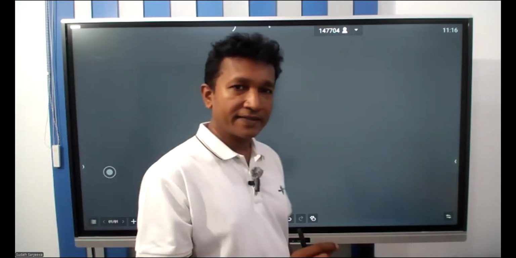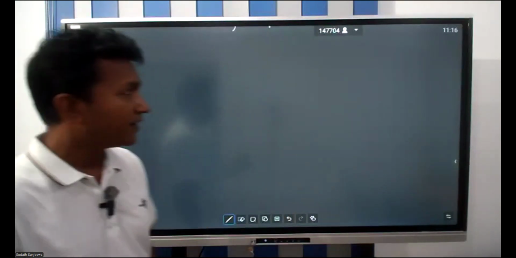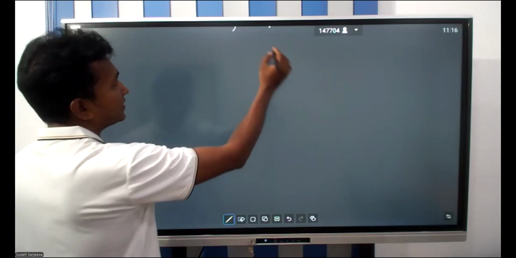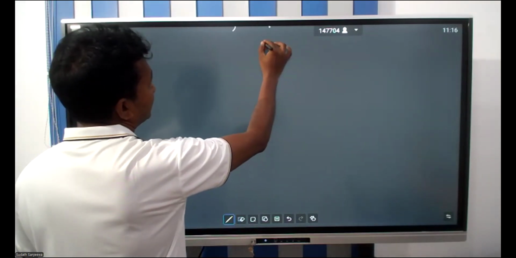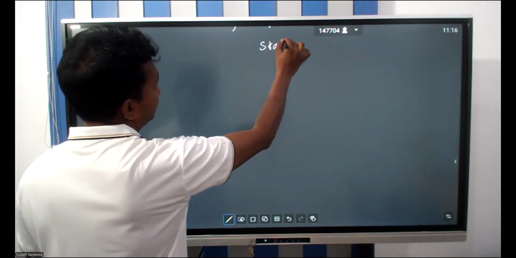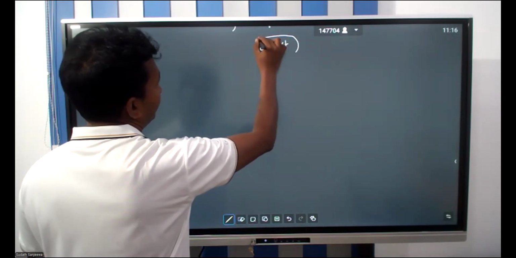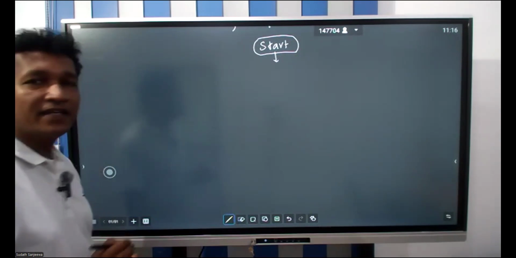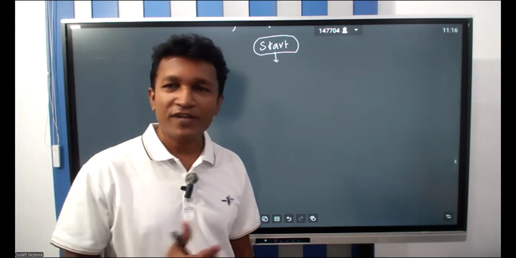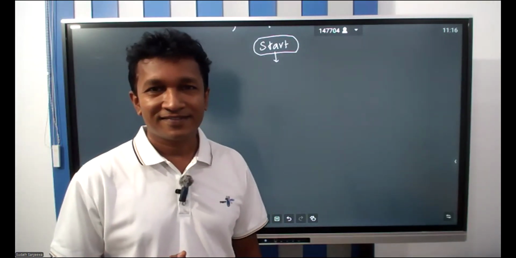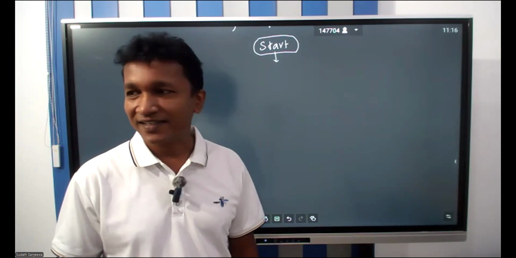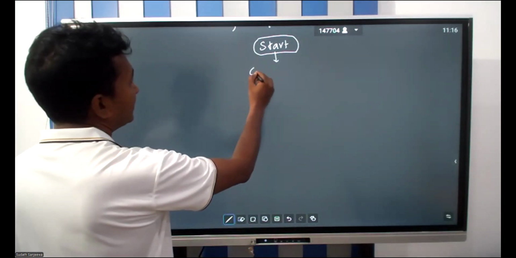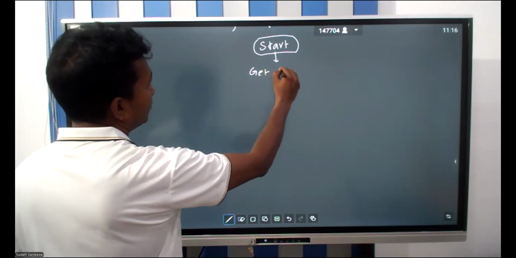So you write down that question, right? So this is how we draw the flowchart. Start, right? Then what we should have? We need the number in it. Get the number. So we should have the input number.